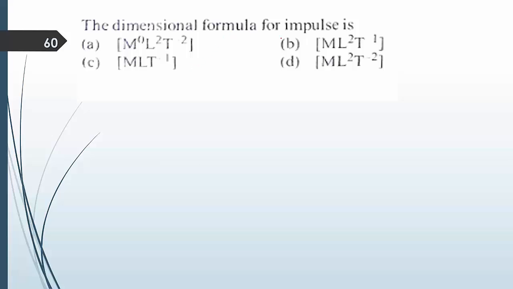Question number 60. The dimensional formula for impulse is. First you have to know what is impulse. Yes, impulse is large amount of force acting in a short interval of time. Force into time is called impulse. And we know the dimensional formula for force. What is that? M L T raised to minus 2 and time is T. So the dimensional formula for impulse will be what? M L T raised to minus 2 plus 1 will be what? Minus 1. M L T raised to minus 1. This is the dimensional formula for impulse. So option C is right.